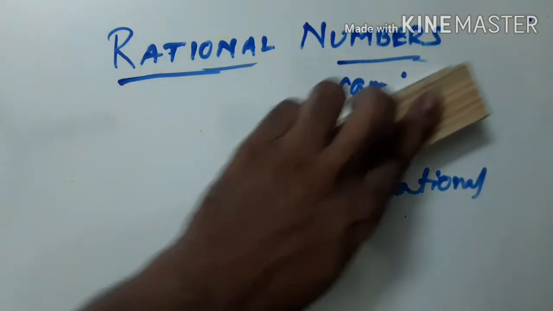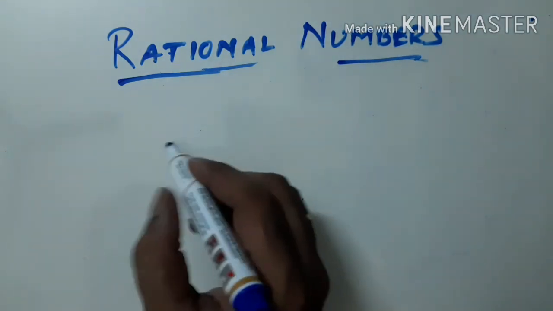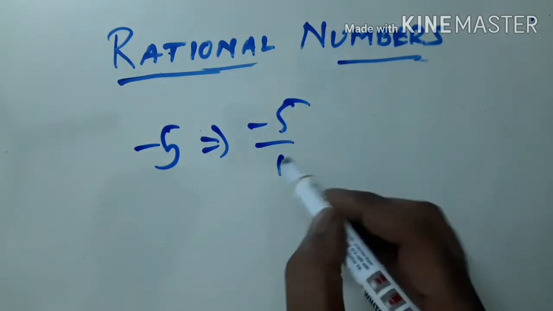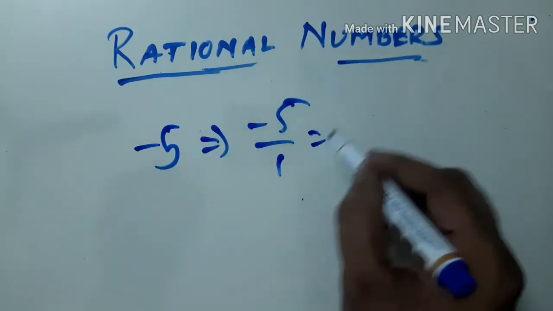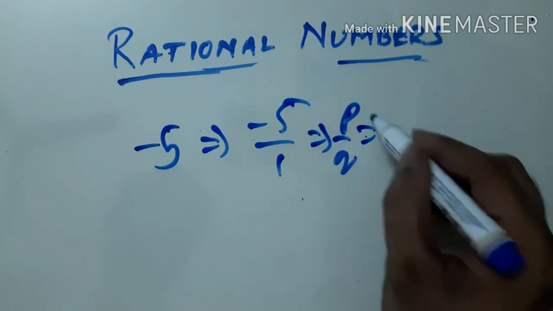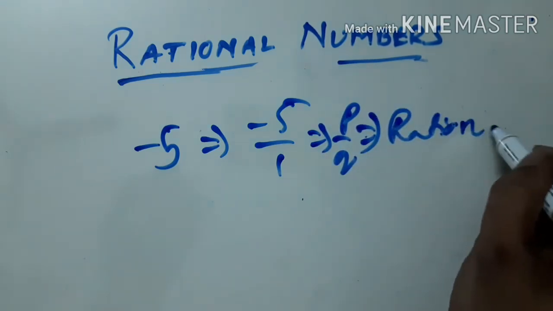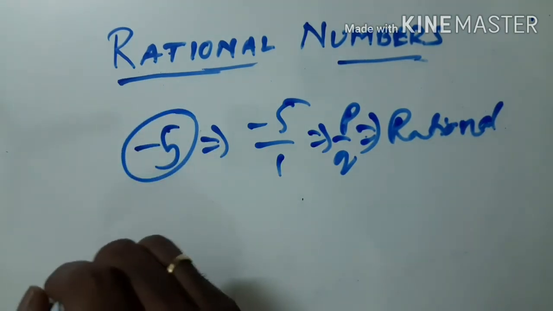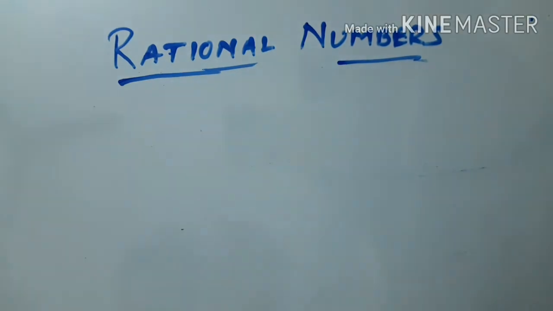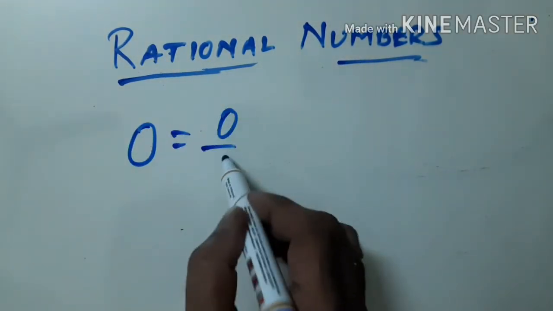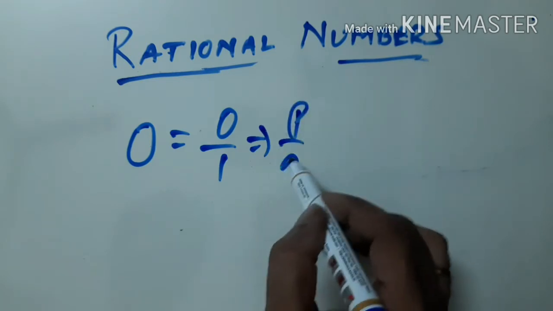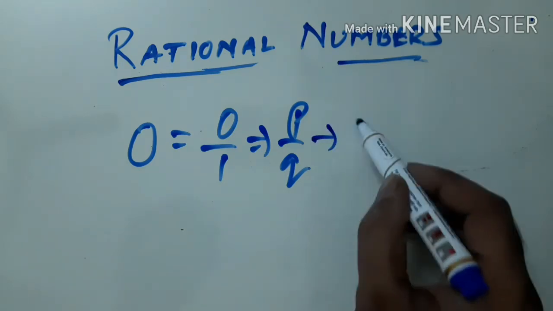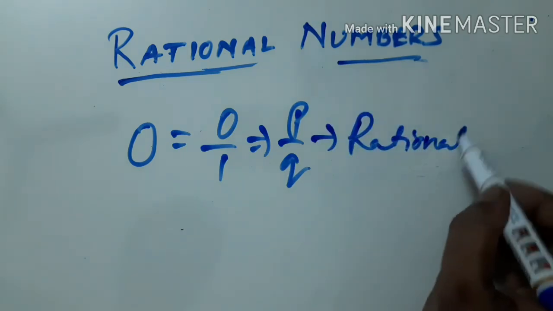Similarly, if I take a negative number, minus 5 can also be written as minus 5 by 1. So minus 5 by 1 is in the form of P by Q. Since it is in the form of P by Q, it is a rational number. That means negative numbers are also rational numbers. Now what about 0? 0 also can be written as 0 by 1, the same thing, in the form of P by Q, a numerator and a denominator. Then it is a rational number.